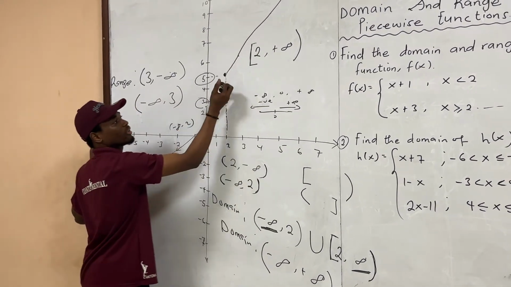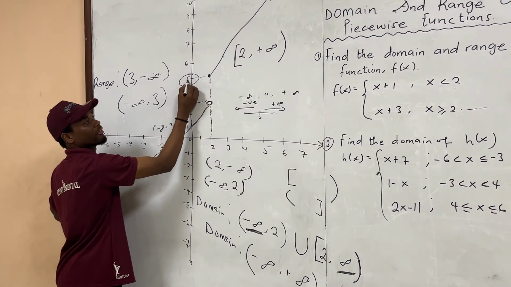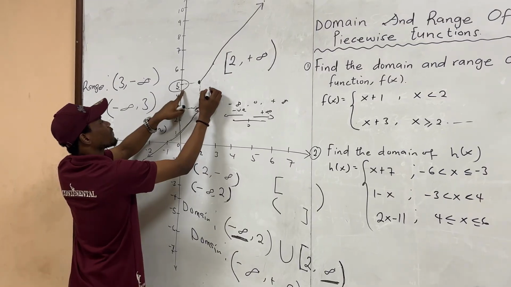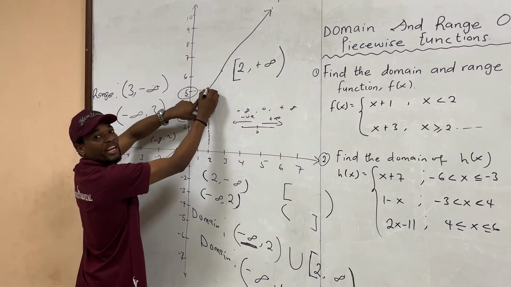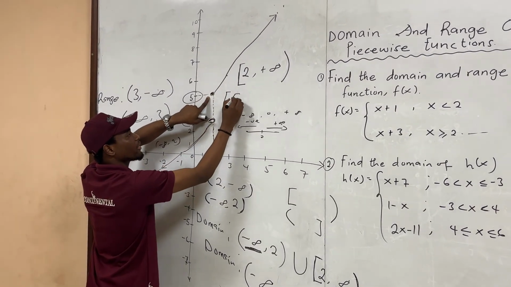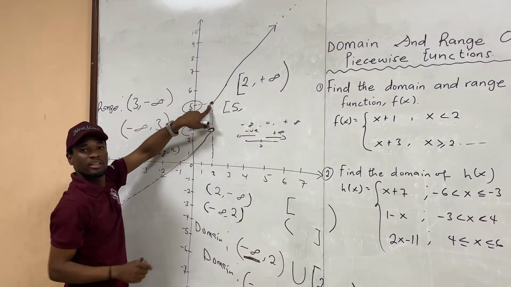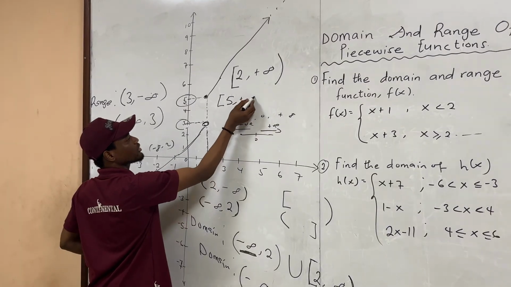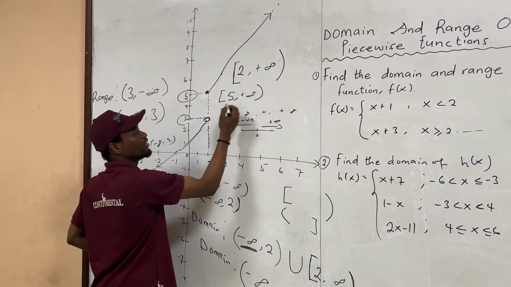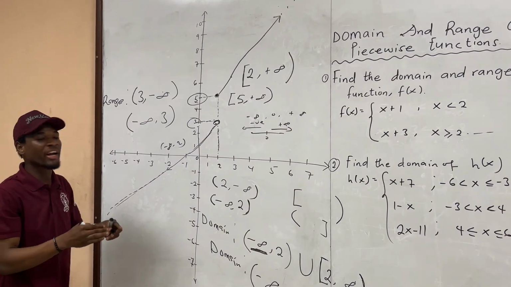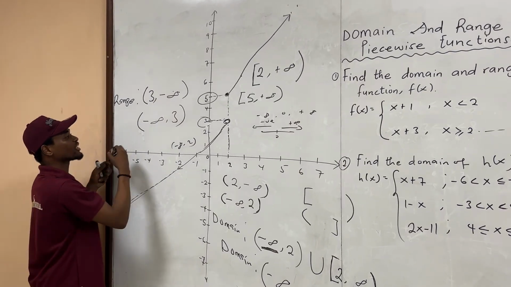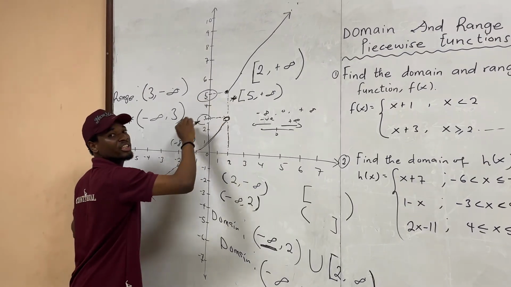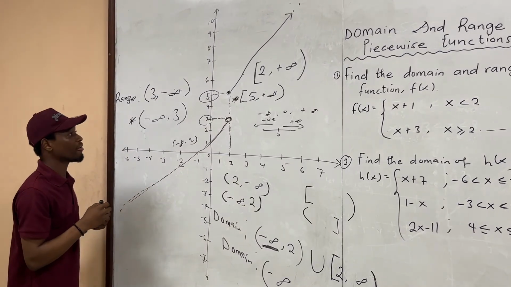Then for this, look, this is 5. I have 5, but this is shaded, right? So I have 5 here. Then to where? Then to positive infinity, this way. So the range is just the combination of this, then to this. That will be the range of the overall function.